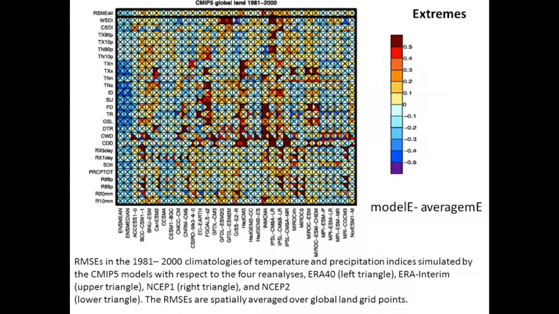So the red colors show the models that have larger errors than the average of all models. And the blues are the models that have the smallest errors compared to the average. So here are the models, each column is one model. And here there are all the indices of extremes, precipitation and temperature extremes. Okay? And here is the ensemble mean.